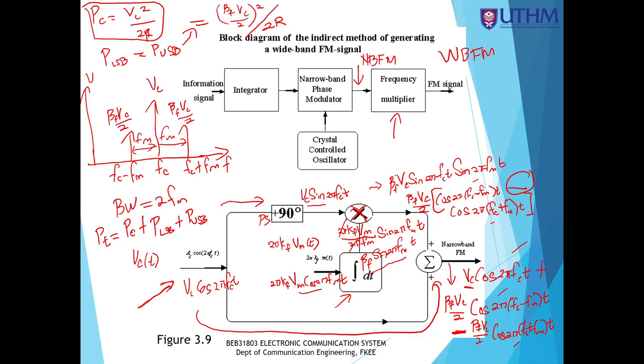Usually, to make it easier for students, based on the previous exams, what we do is either we give you a carrier as cos and the modulating signal also cos, or we give you the carrier signal as sine and the modulating signal also sine function, so that it is easy for you to do the calculations.